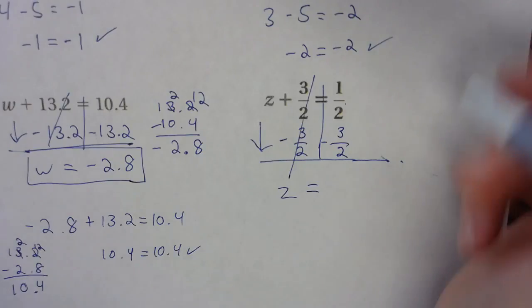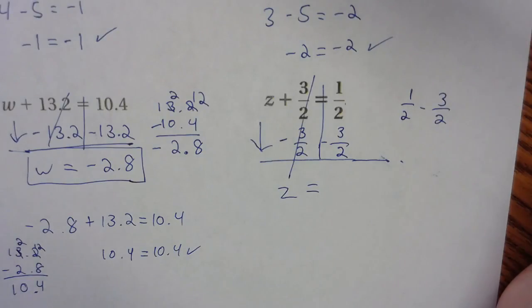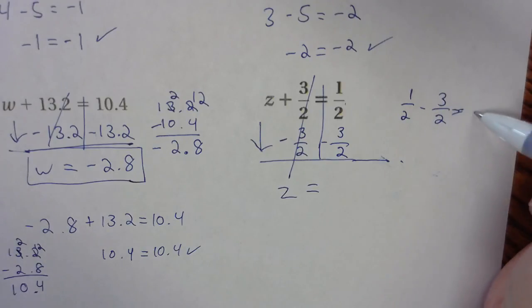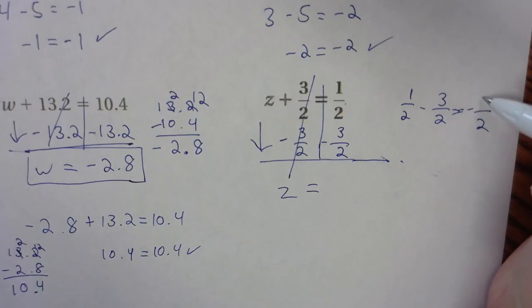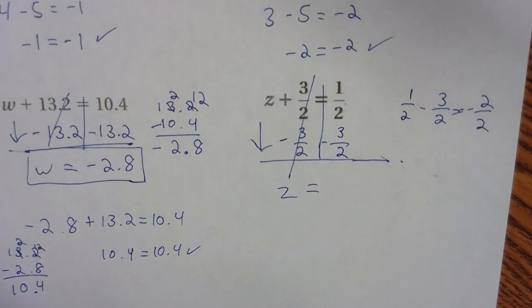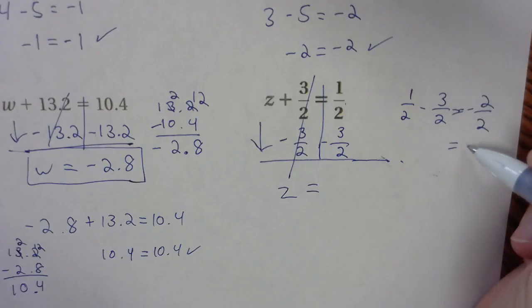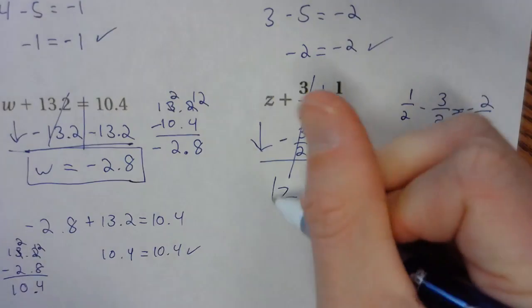Okay. So I have 1/2 minus 3/2. Remember, when I'm adding and subtracting, my denominator stays the same. So really, I'm left with 1 minus 3, which equals negative 2. Negative 2 over positive 2, which equals negative 1. That's my answer.